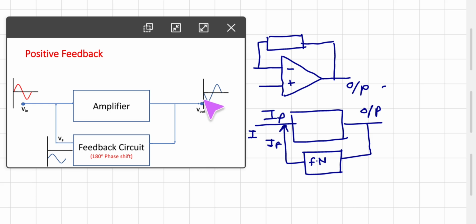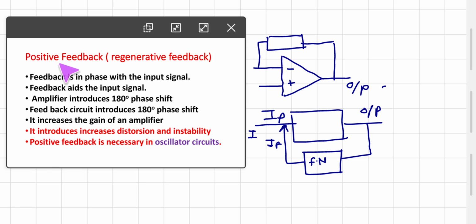But here in this case, this is a negative output, and that negative output through this phase shift network is inverted, and another 180 degree phase shift is introduced and it is made positive. So now the phase of input and phase of feedback signal are both the same, so they aid in the amplification process, they get added, and this is called positive feedback. Positive feedback is also called regenerative feedback. So feedback is in phase with the input signal.